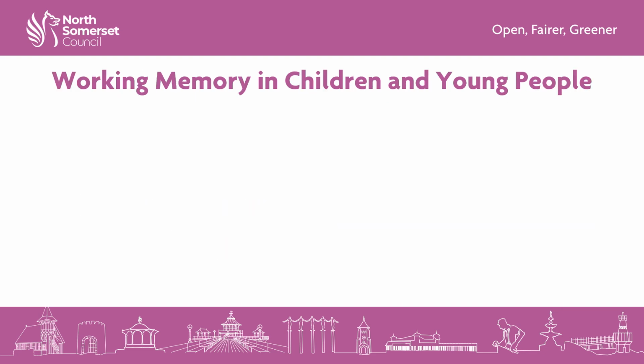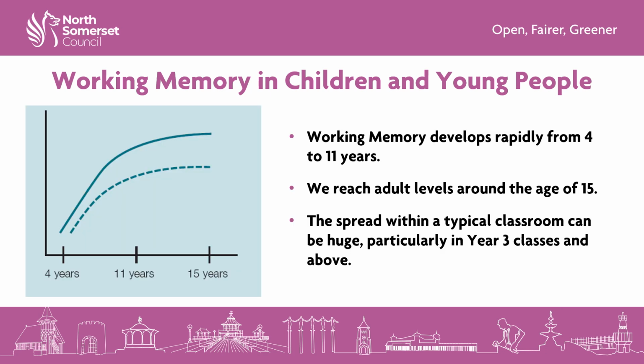So what about working memory in children? Well, research has shown that working memory develops most rapidly between 4 and 11 years, gradually slowing to the age of 15 when we reach adult-like levels. Due to this rapid growth, the gap between individuals tends to become most obvious in classes of 7 and 8-year-olds and onwards. We would expect in a typical Year 3 classroom to have some children with the working memory ability of a typical 4-year-old and some with the working memory ability of a typical 10-year-old.